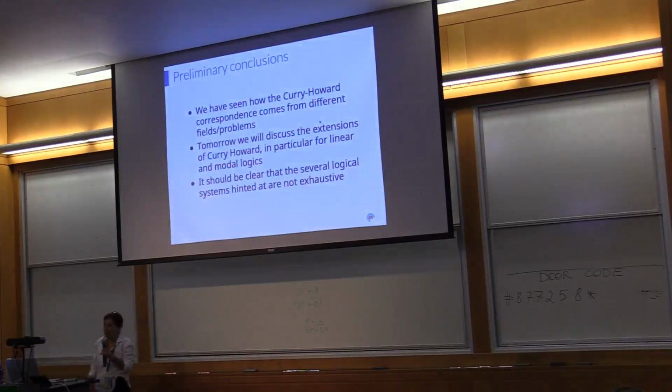So, preliminary conclusions. We have seen how Curry-Howard correspondence comes from different fields and problems. Tomorrow, we will discuss the extensions of Curry-Howard, in particular for linear and modal logics, and we will show what I think are some of the problems. It should be clear to you that the logical systems that I'm hinting at here are not exhaustive. I should have put 3 dots at that list of logics, because there's presumably an awful lot more, and there are some that even I worked on and I didn't put in the list, things like description logics and stuff like that.